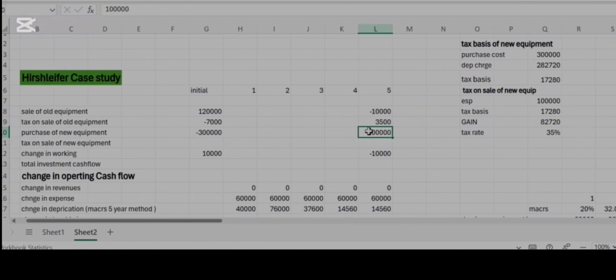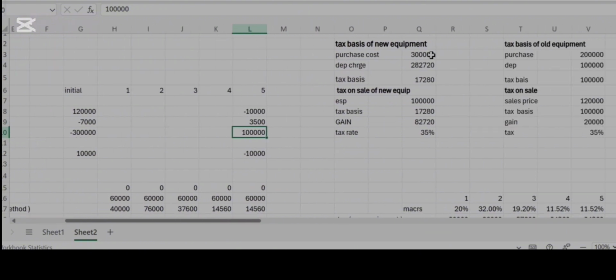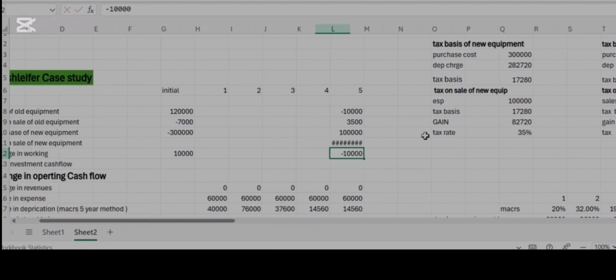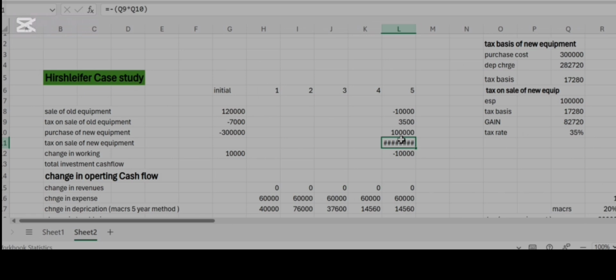save it. So when we purchase a new equipment, the purchase cost is 33 lakh, and depreciation charges come to 2,28,720. The tax base is 1728 because we charge it on the MACRS method. The expected sale price is 1 lakh. So the tax basis remaining is 17,000, so we gain 22,000. We multiply our gain with 35% to calculate our tax.